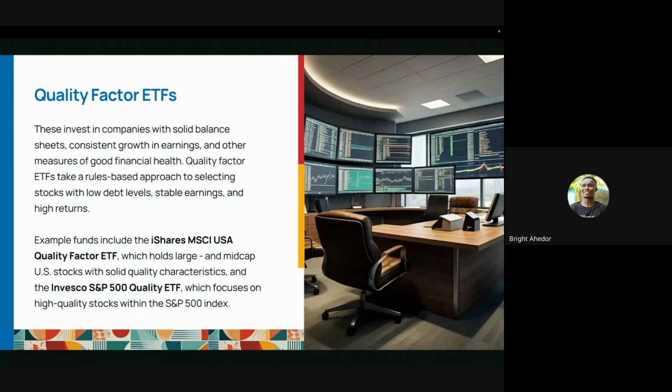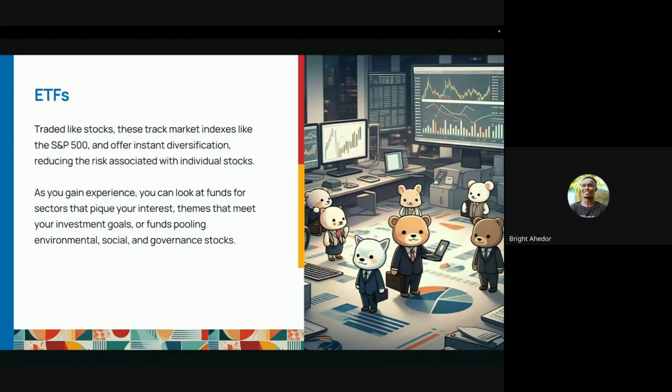ETFs are good for you who don't want to go and pick a particular stock. You don't want to risk buying only Apple. So your $100 now, use it to buy an ETF that contains plenty of other companies. Any question? Any question about the ETFs?